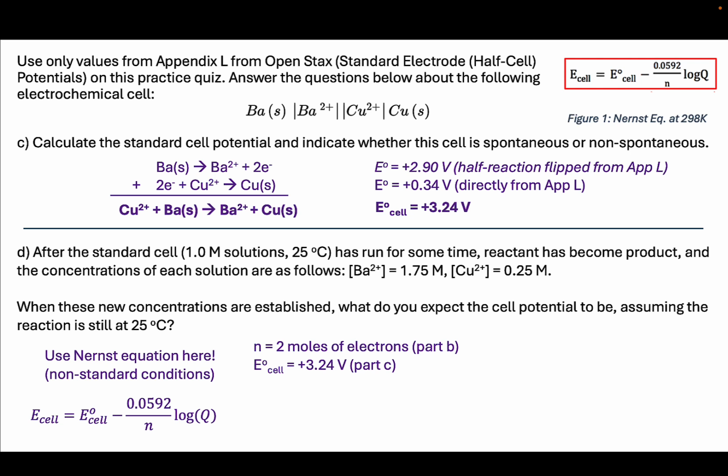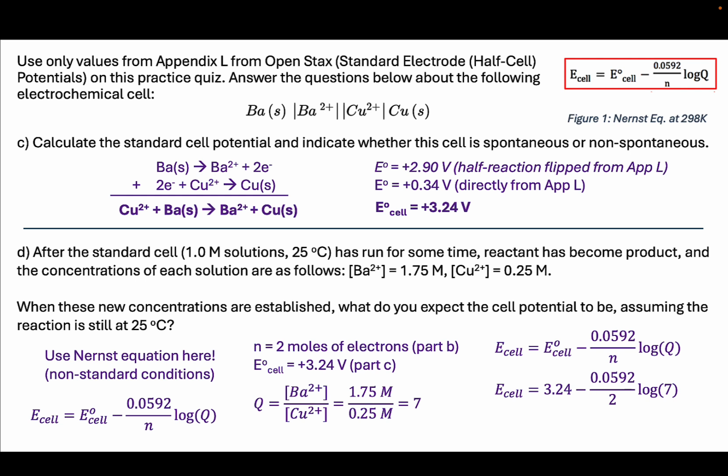Again, we've done these parts already, but if you're doing a non-standard cell from the very beginning, all these previous parts are things that you need to do. Q here is the barium concentration over the copper concentration. This is where it's a little deceptive to look at the shorthand notation, because it may look like barium is a reactant and copper is a product, but actually copper-2 is a reactant and barium-2 is a product, so these come from the balanced chemical reaction, and breaking the shorthand into that balanced chemical reaction is really important. We determine that Q is equal to 7 in this case from that ratio. And from there, we simply use Nernst to calculate the non-standard potential.